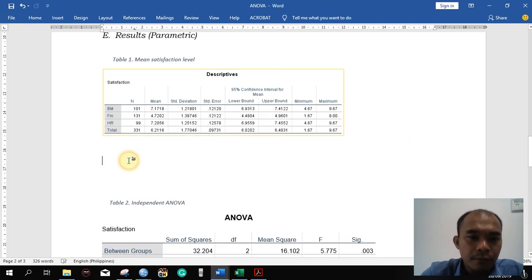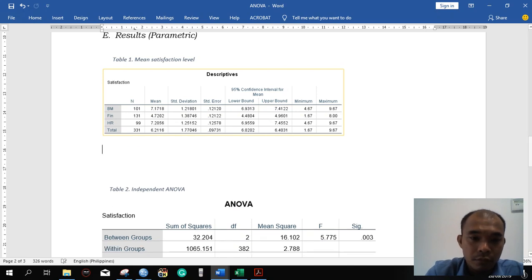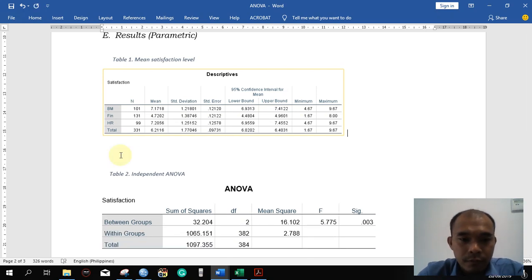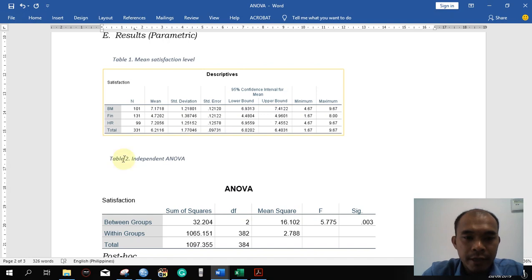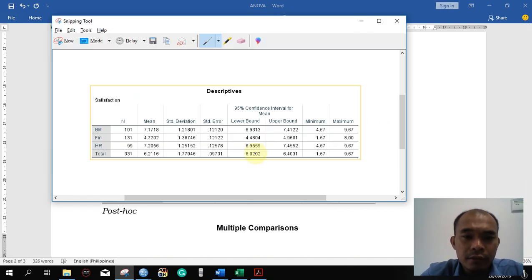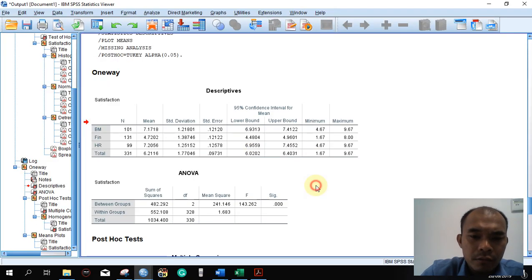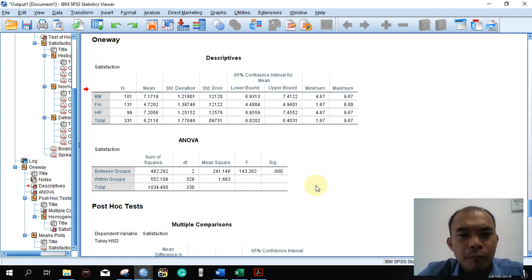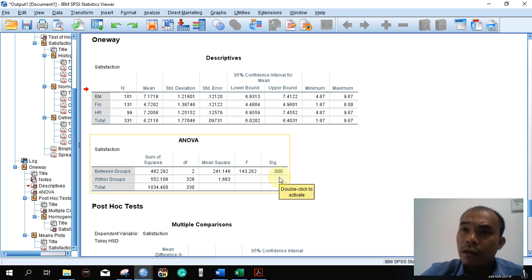We can delete that one, and then just paste it there. And then for the ANOVA here, the ANOVA states that the significance is 0.0. What does it mean? If 0.0, there is a significant difference. That means at least one of the items there significantly differs from each other.